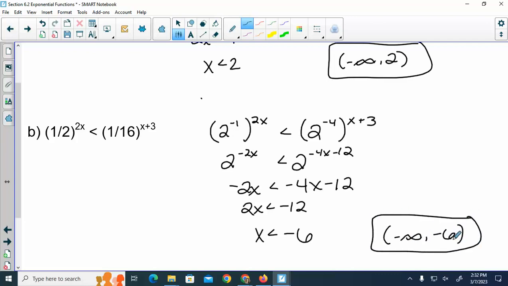Do we need any more practice with these? Yeah. There's a Math Excel assignment you guys can work on. It's a combination of the equations and inequalities.